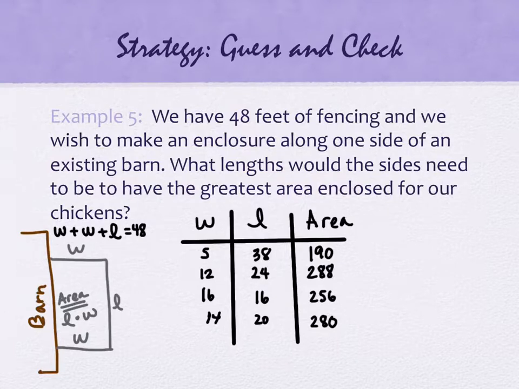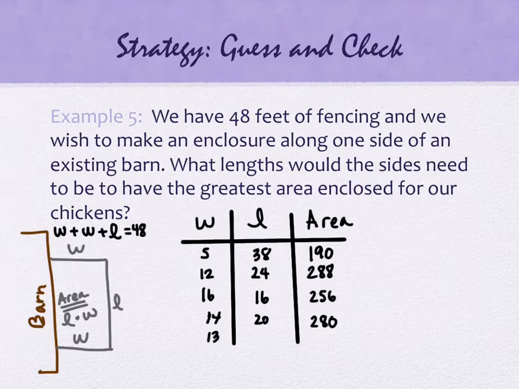So again, I wouldn't necessarily need to test 15 now. It would be useless information, right? Because I know that 14 was less and 16 was less, so 15 is also going to be less than my 288. What else might I want to test? I can test 13.